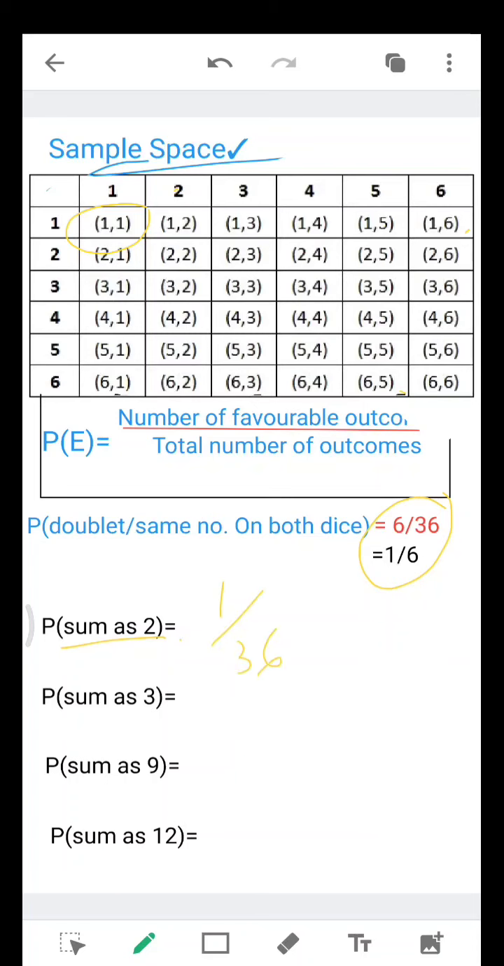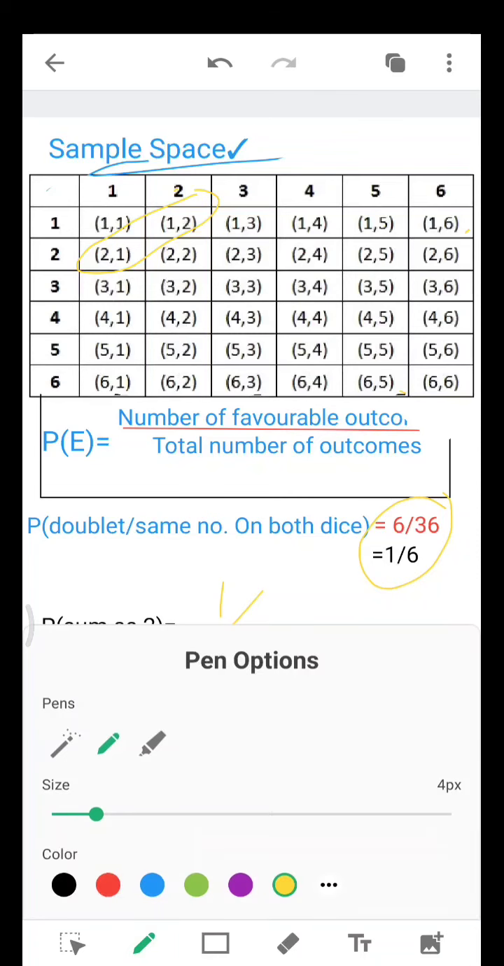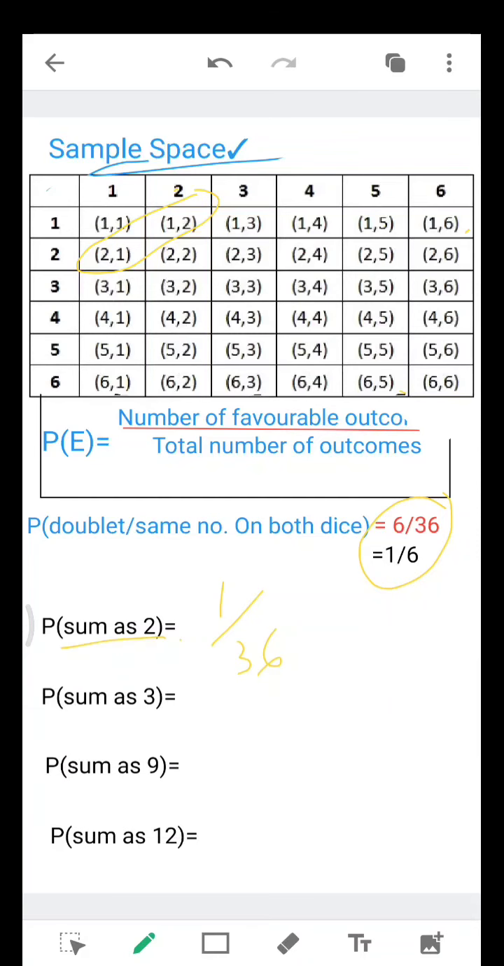Got it? Then what is the probability of getting the sum as 3? That's very simple. You can see 1 comma 2 and 2 comma 1 will give you the sum as 3, because 1 plus 2 is 3, 2 plus 1 is 3. So how many outcomes do we have? Yes, very good. So we have 2 outcomes. So the probability of this will be 2 by 36, that will be 1 by 18.